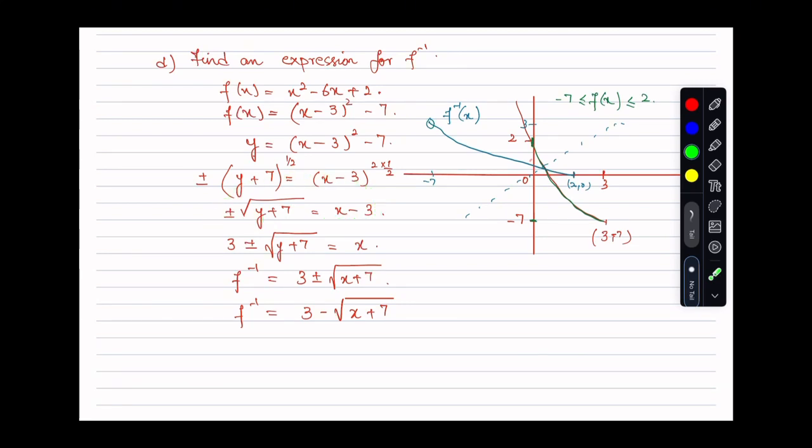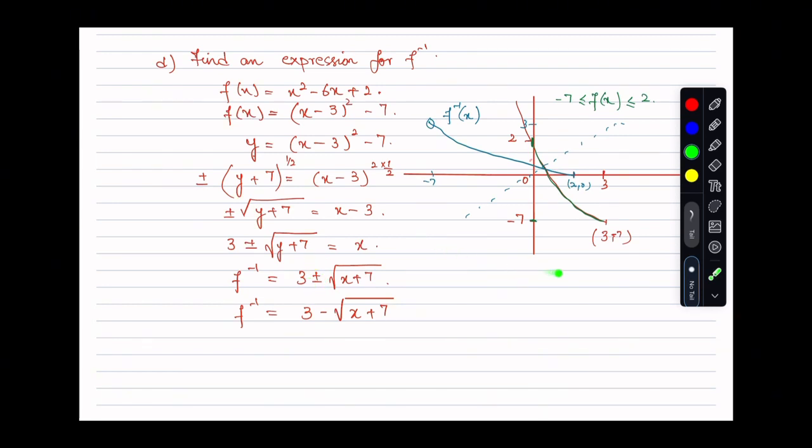The minus 3 taken to the right becomes a positive 3. So this is 3 plus minus the square root of (y plus 7), which is equal to x. So this is the inverse expression that I have at the moment, so that f inverse equals 3 plus minus the square root of (x plus 7). Again repeating, x and y are getting swapped, they are getting interchanged. Now is the time to decide between the two signs, plus and minus.